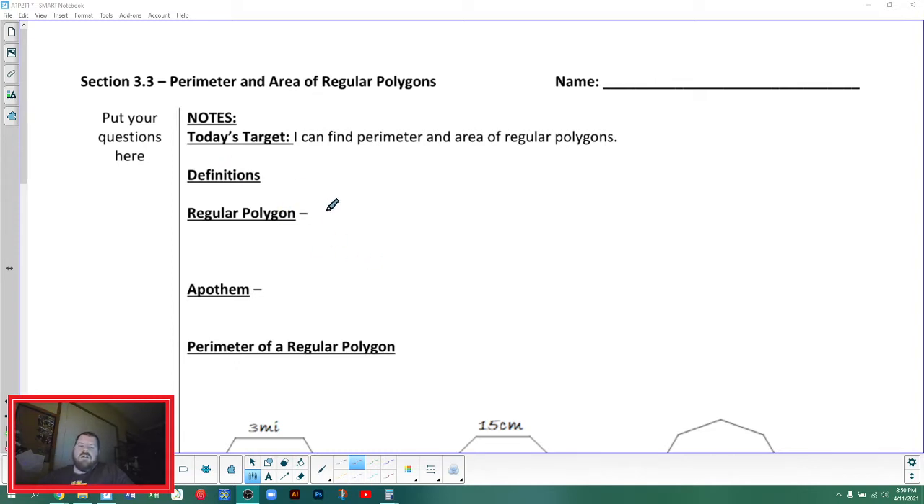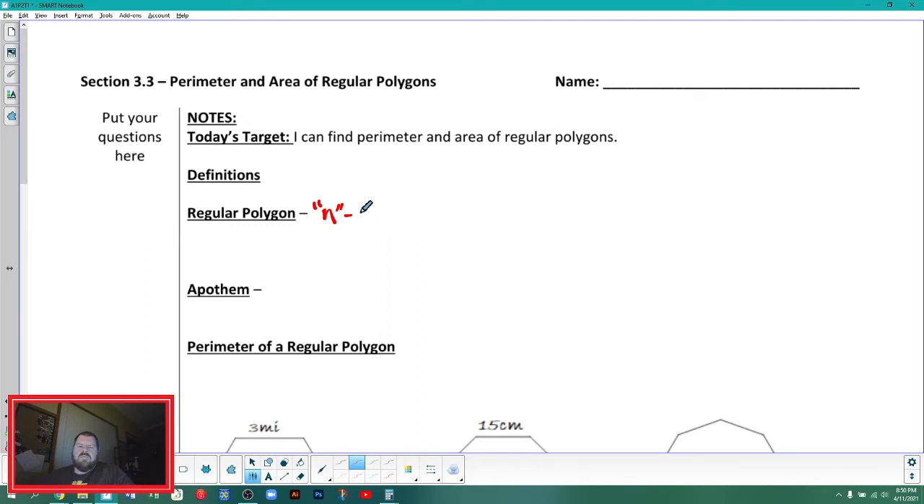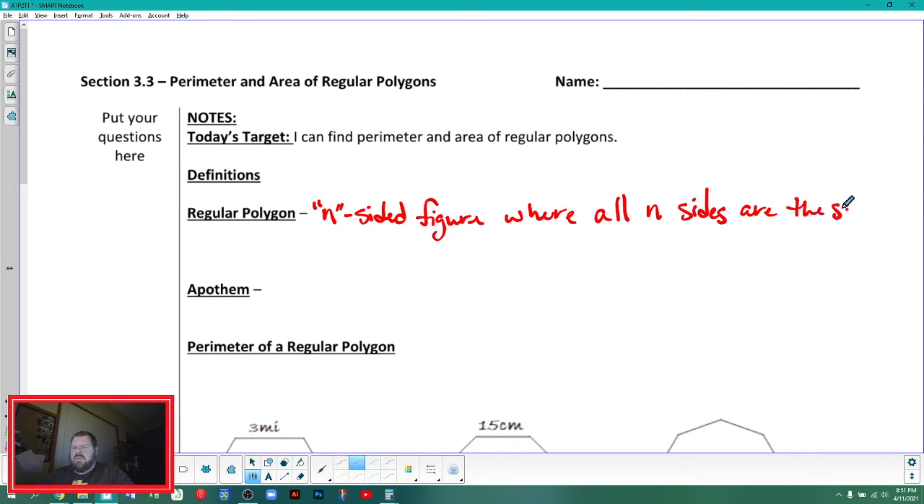First is just what a regular polygon is. Okay, it's going to be an n-sided figure where all n sides are the same length and all angles are the same size.